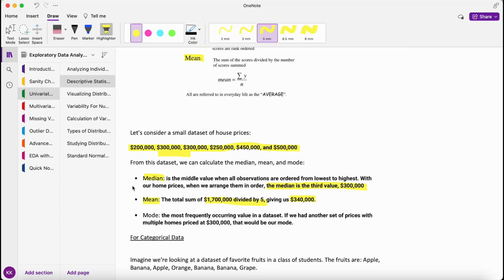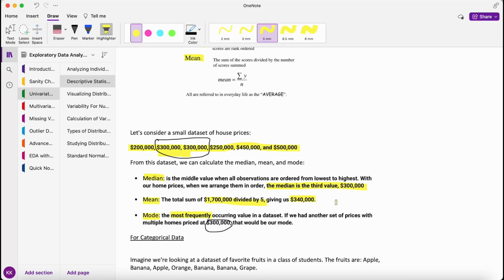Lastly, we have the mode, which is the most frequently occurring value in a dataset. If we had another set of prices with multiple homes priced at $300,000, that would be our mode. The mode is particularly useful in categorical data, where we want to know the most common category, but it can be less informative for numerical data that has a range of values with no repeats.